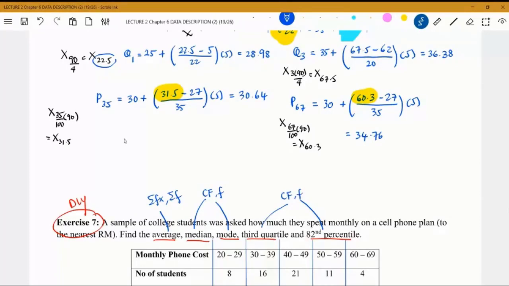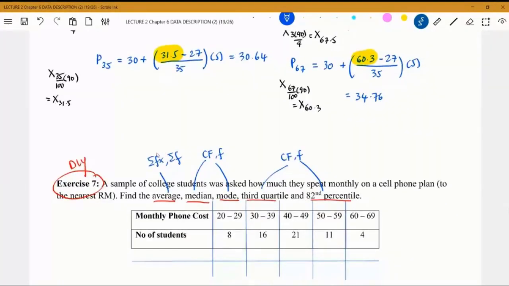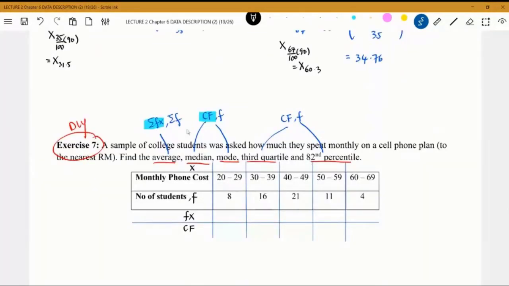So you have to add up the new column or the new row for the fx and CF. And also for the median, you have to add up the median x, and then here we have f. So finding the fx and then finding the CF. Make sure in the solution there must be this table, so that you can easily substitute into the formula.